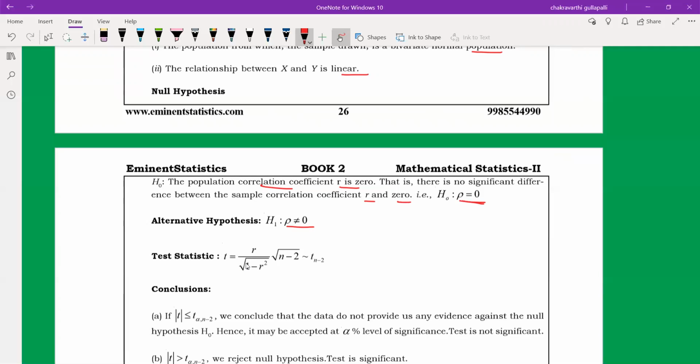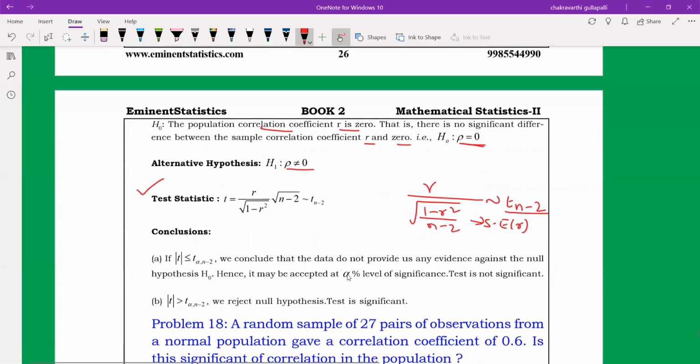Test statistic. This is very, very important from the examination point of view. It is a very repeated question in nationwide universities also. t is equal to r by square root of 1 minus r square, into square root of n minus 2. Actually the formula is r divided by square root of (1 minus r square) by (n minus 2). This follows t with n minus 2 degrees of freedom. This is called the standard error for r. The degrees of freedom is very, very important: n minus 2 degrees of freedom.